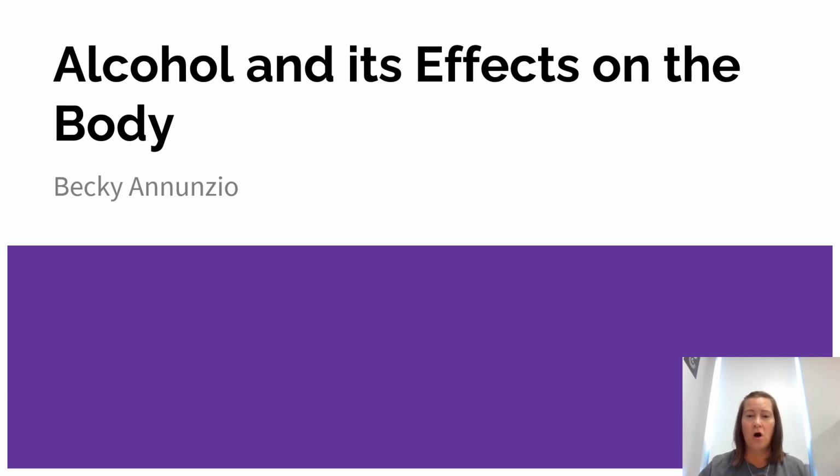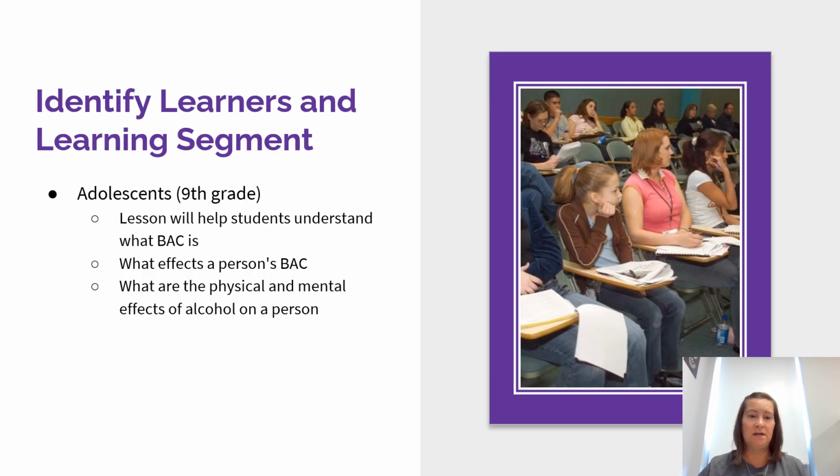I chose to do alcohol and its effects on the body. The learning segment is adolescence. Maybe a health class of freshmen or sophomores, depending on when they're going to be in health. The lesson is intended to help students understand what blood alcohol concentration is, understand what might affect a person's blood alcohol concentration, and then understand what the physical and mental effects of alcohol on a person could be.